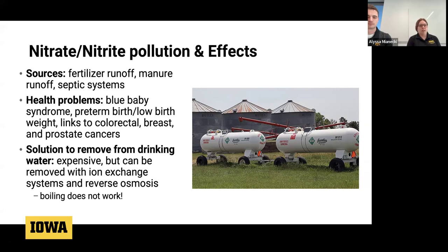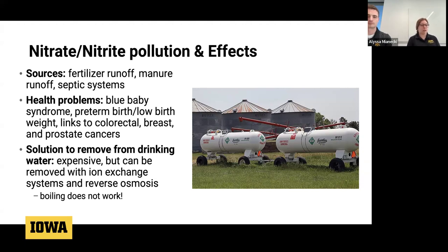So obviously nitrate is a bad thing to have in drinking water, and there are solutions to remove it, but it can be expensive. The Des Moines Water Works uses ion exchange in their system to remove the nitrate to make sure that the water is safe and below that legal limit of 10 milligrams per liter for Iowans. Household units, similar to water softeners, will also work for that. And then reverse osmosis is also another way to remove that.